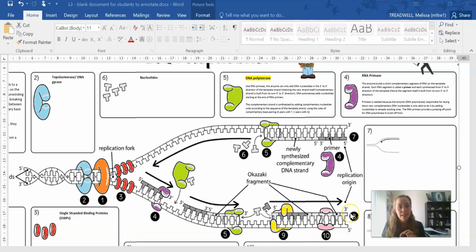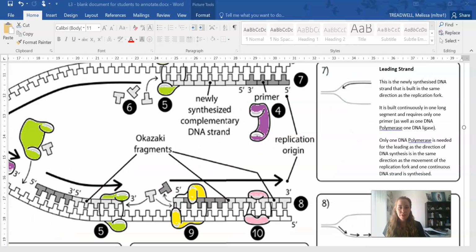7 and 8 are leading and lagging strand. So we're just going to talk about this neat strand first because it's the easier one. And then we're going to figure out what is happening here and why does this look different. And it's to do with the 5' to 3' direction that polymerase can only travel through on the complementary strand. Okay, so the leading strand, like I said, is this one here. Why is it called the leading strand?